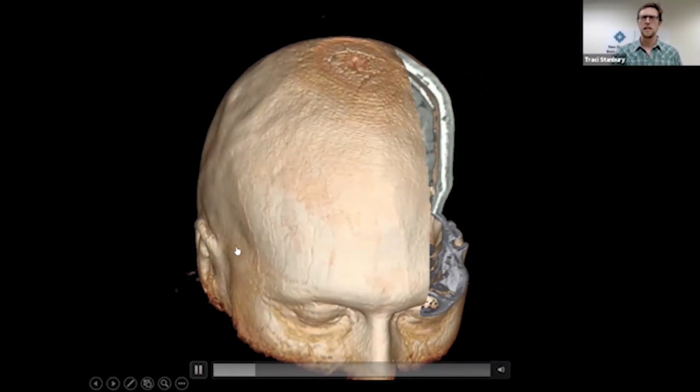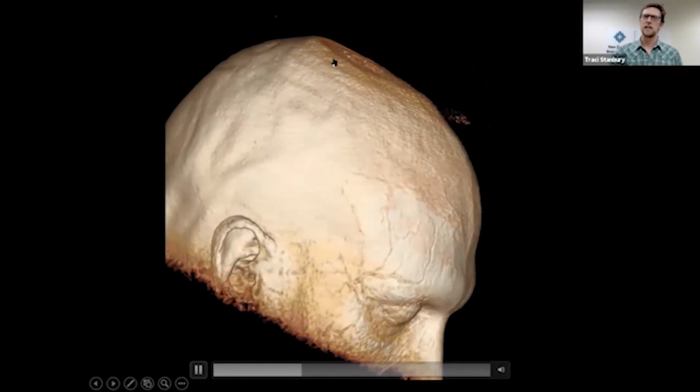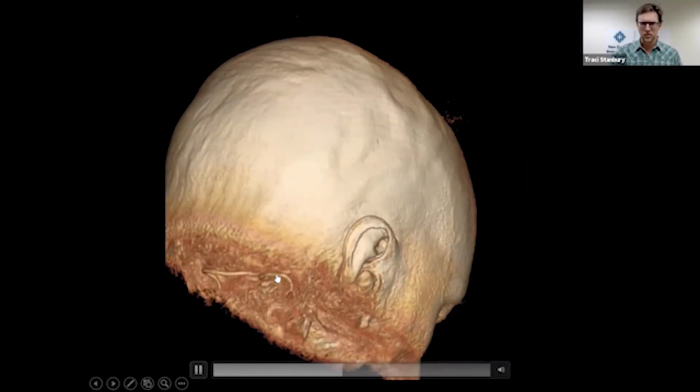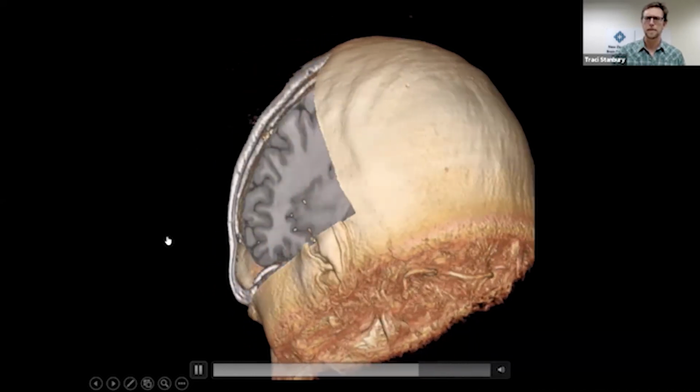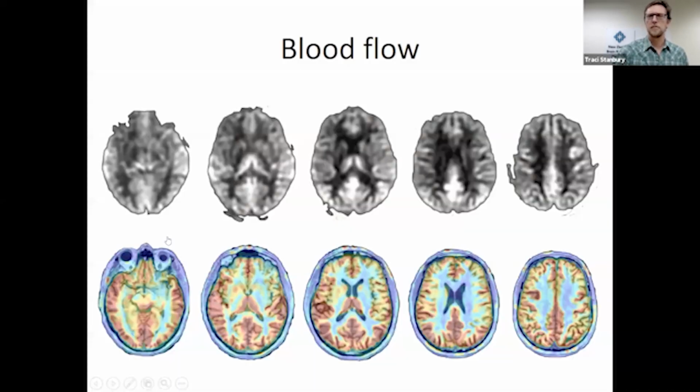You can see ears quite well. Obviously you can't see hair. There's no signal from hair, but you can also see some vessels here coming into my brain. So it's a great imaging technique.